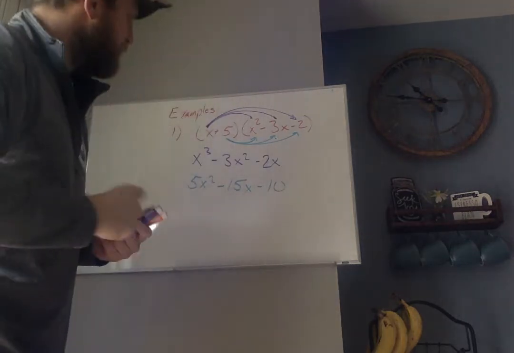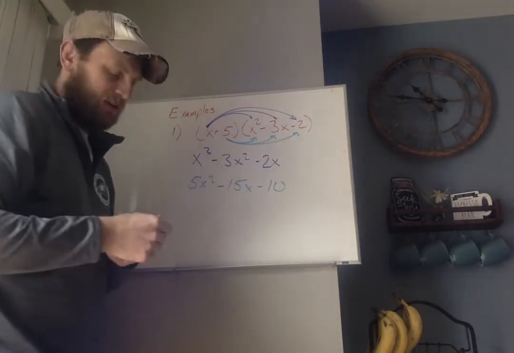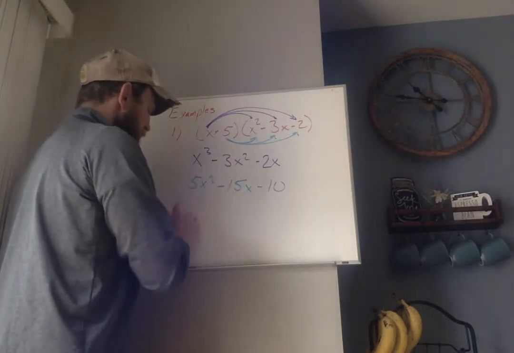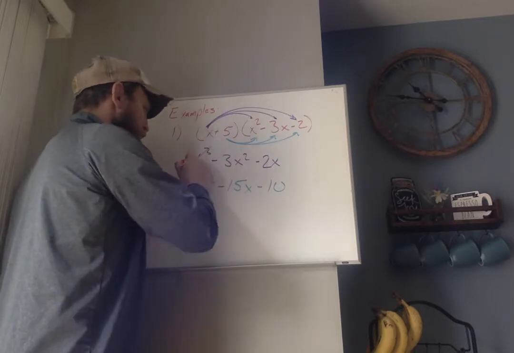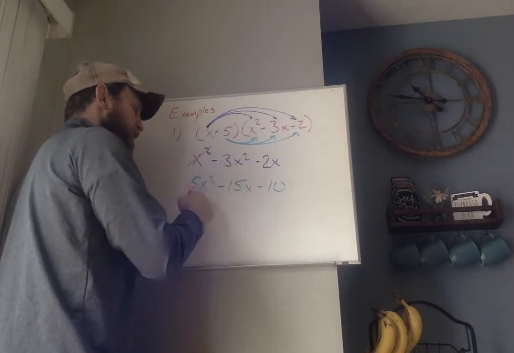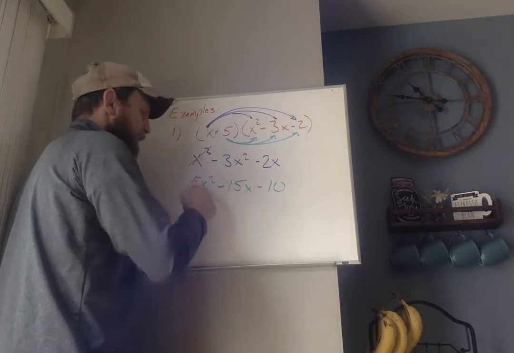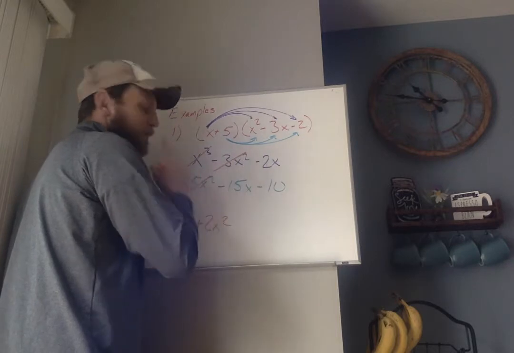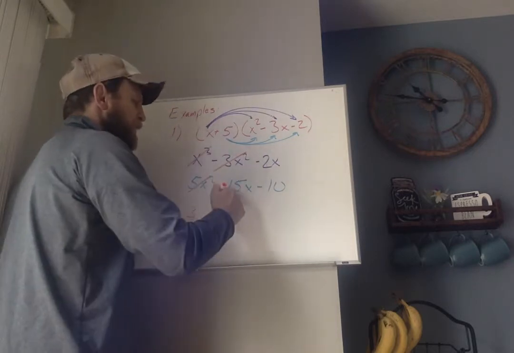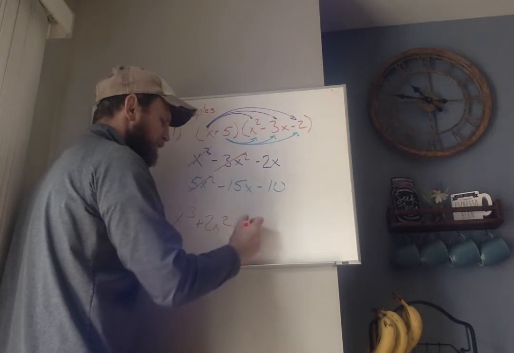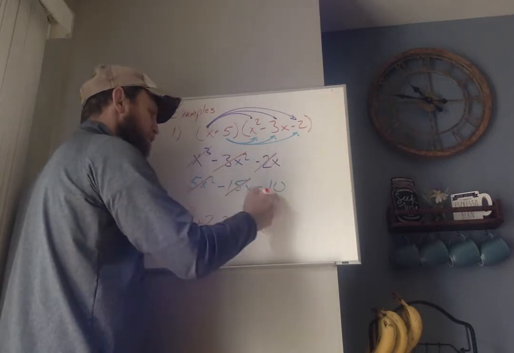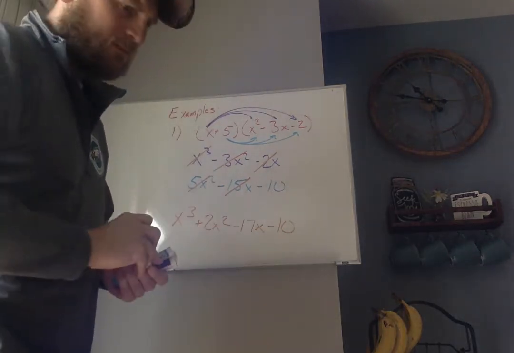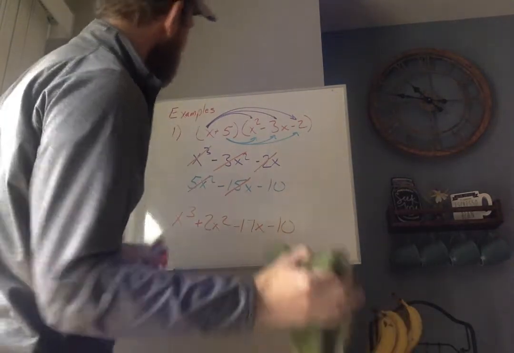And now I have these two polynomials, so I'm just going to add them. So I'm going to start out with x cubed, that's the only one of those. Now I have x squared here and x squared here, so I'm going to combine those. That's going to give me 5 minus 3 is 2, so 2x squared. I'm going to cross them out. And notice I'm crossing out as I go along. Now I have negative 15 and negative 2, that's negative 17x. And I have negative 10. And there we go. That's how to do it. So that's straight through distribution.